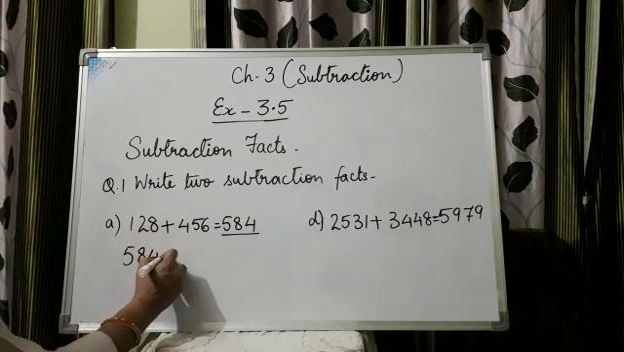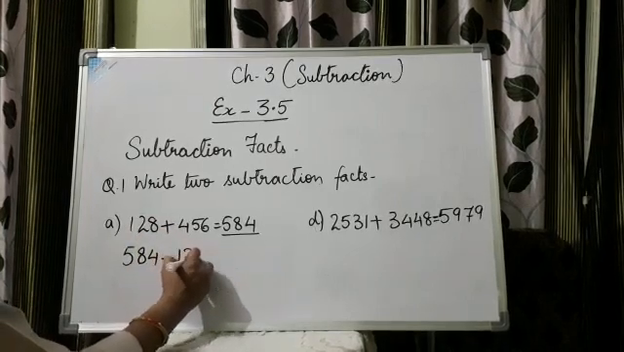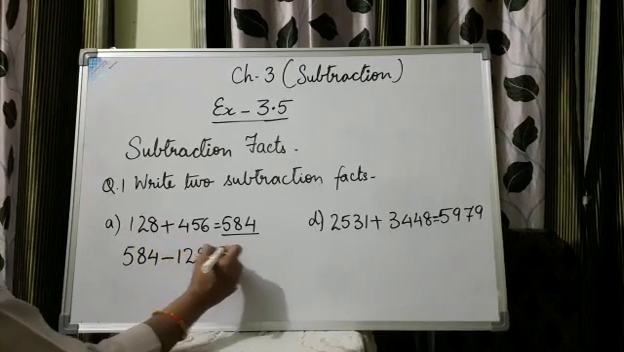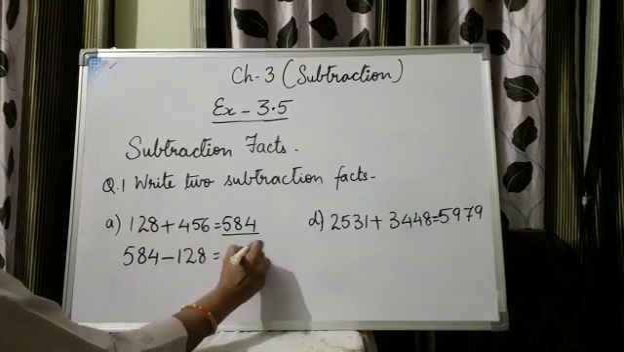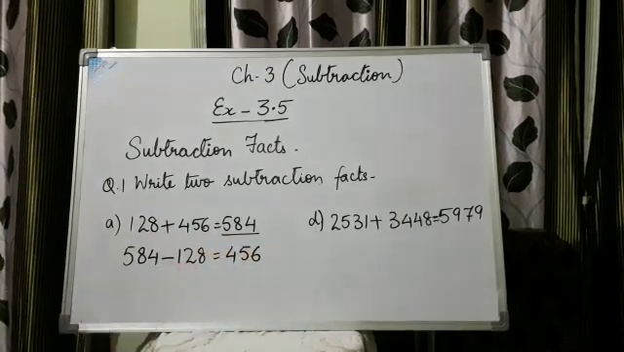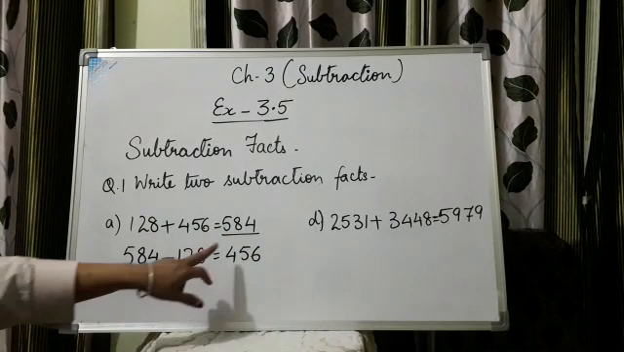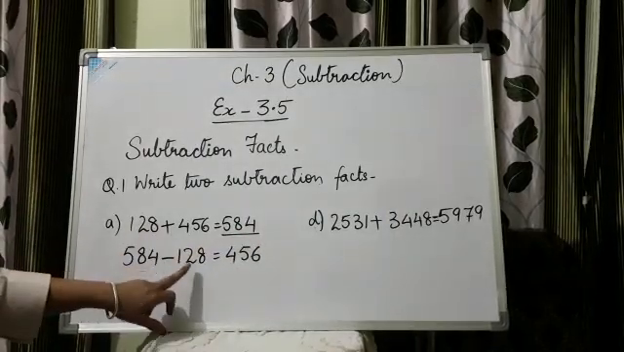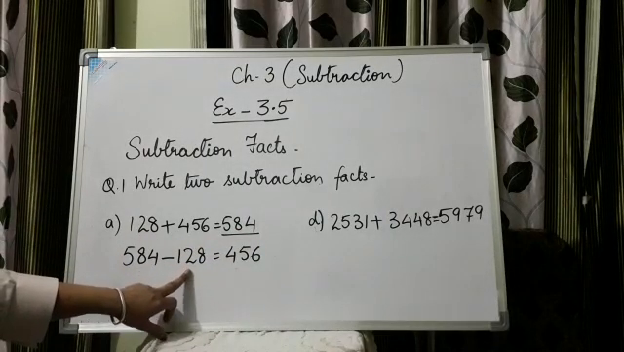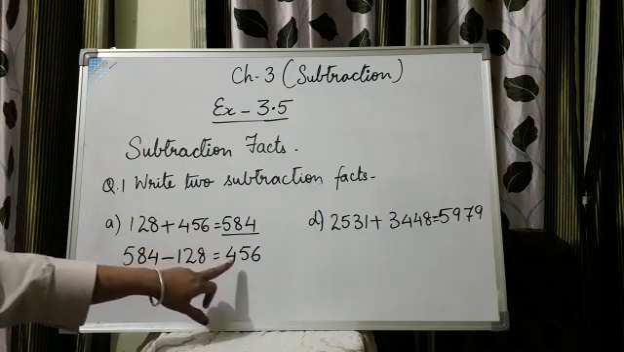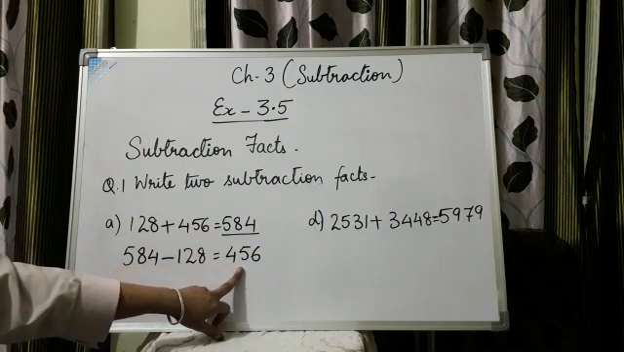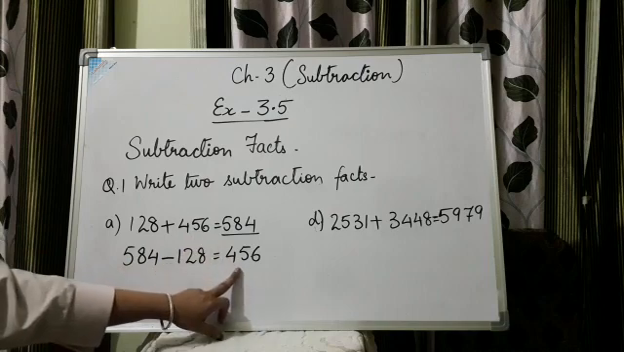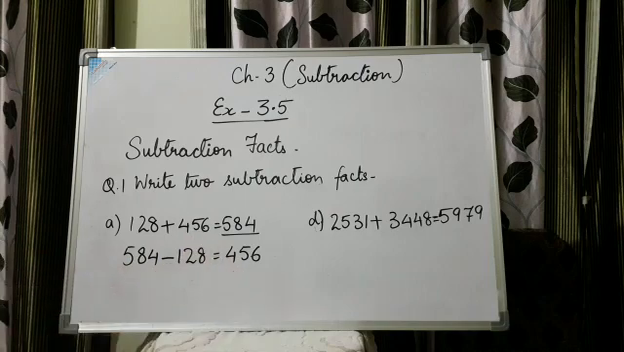and deducting one of the addends from the sum, you get the other addend as its difference. I mean to say, when the sum deducts one of the addends from it, you get the answer or the difference, the other addend as its difference.